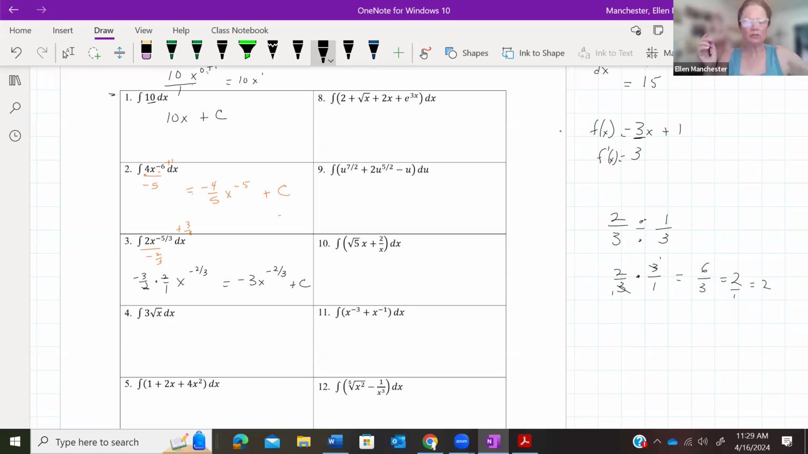So you can use your calculator for it, but to me, it's faster. Just flip it over and multiply. Flip it over and multiply. That's all I'm doing. Okay. Any questions on that one?